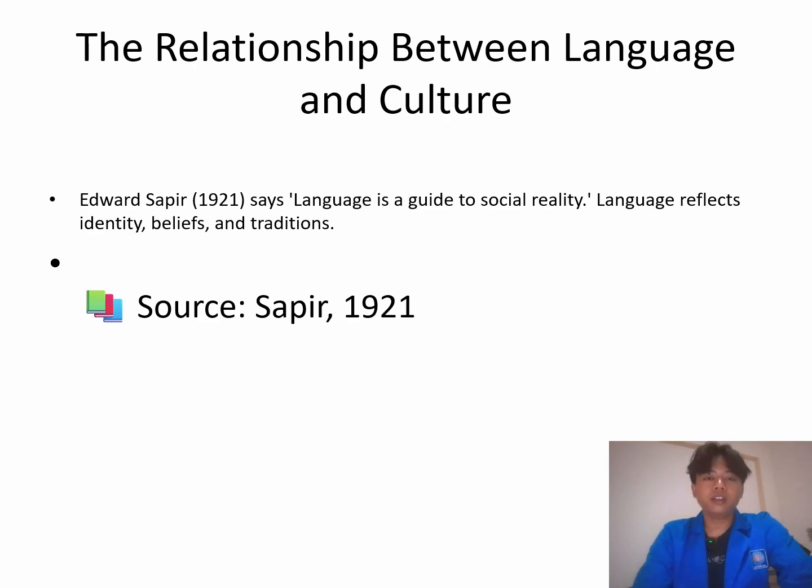Okay, next topic is the relationship between language and culture. According to Edward Sapir, 1921, language is a guide to social reality. This means language and culture are deeply connected. Through language, people express their identity and worldview.